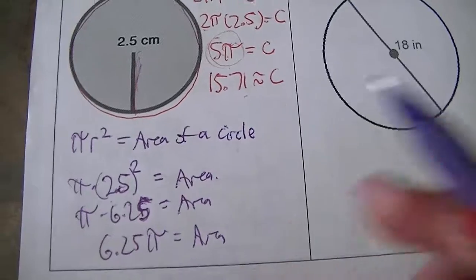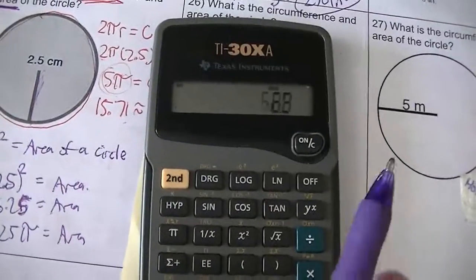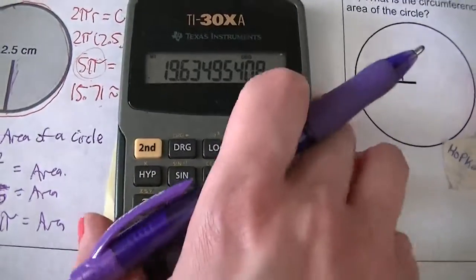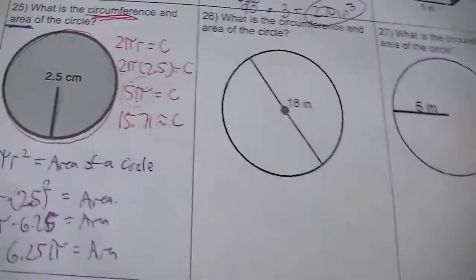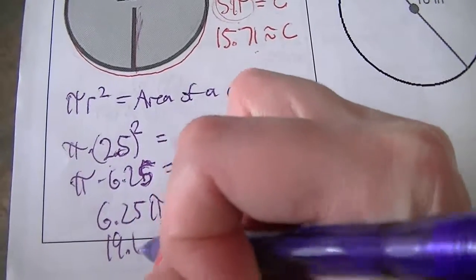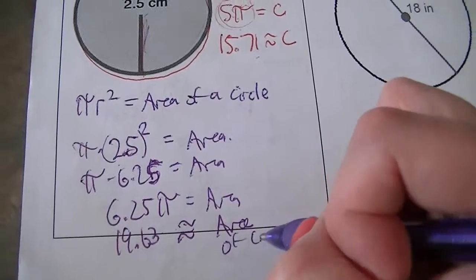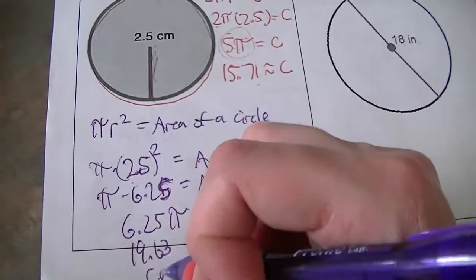But let's go ahead and use the pi button on your calculator. 6 and 25 hundredths times pi on your calculator equals, going to the nearest hundredth, 19.63. That's approximate. That is the area of the circle. And area is always labeled in units squared. It's centimeters squared, okay?